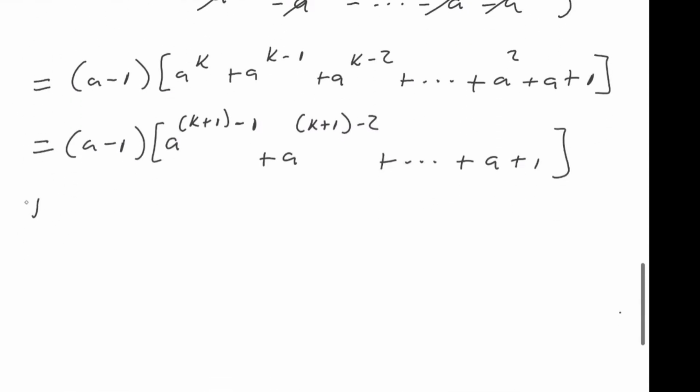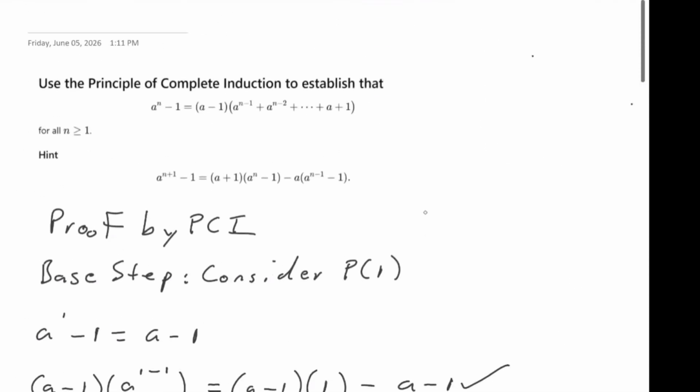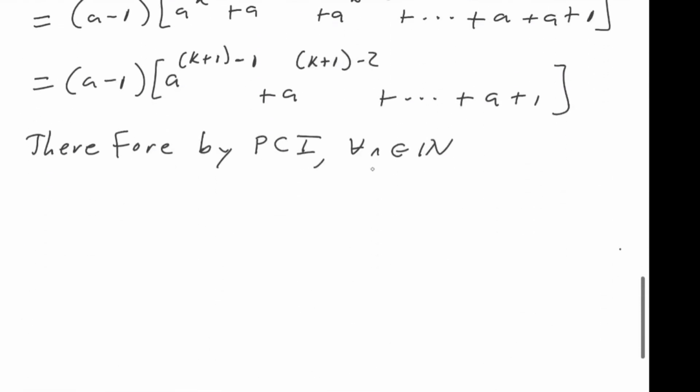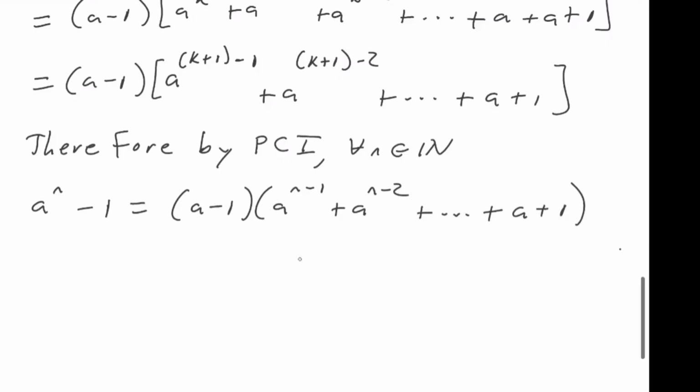So therefore, by PCI, for every n contained in the natural numbers, we can use positive integers. What did I use specifically? n bigger than or equal to 1, so natural numbers, right? So for all n in the natural numbers, we know a to the n minus 1 is equal to a minus 1 times a to the n minus 1 plus a to the n minus 2 plus dot dot dot plus a plus 1. And that is our proof using the complete induction.